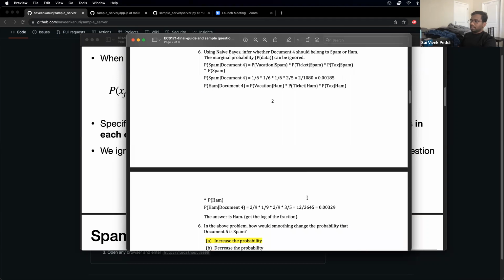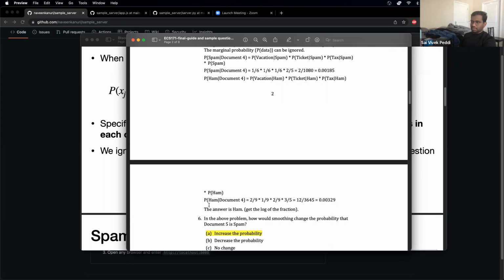So this is a straightforward answer, and the answer is ham. But one thing that you can do to get a more accurate value is apply a log to this particular thing, so that it brings the values closer to being comparable. Then you can say in a proper manner whether it belongs to ham or spam. In here, it is ham, because the value of ham is greater than the value of spam, right?